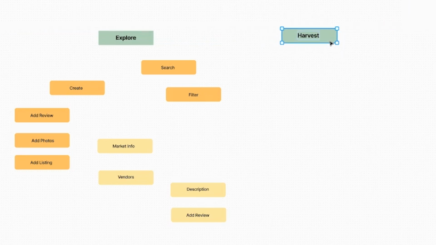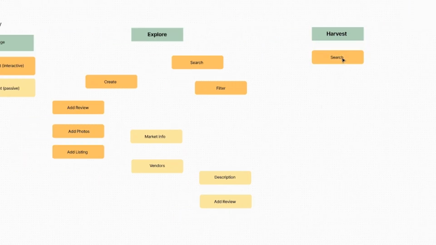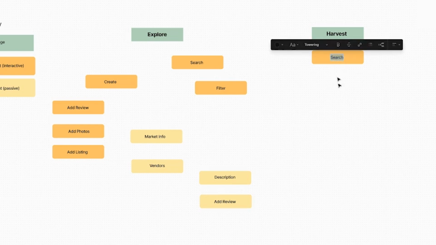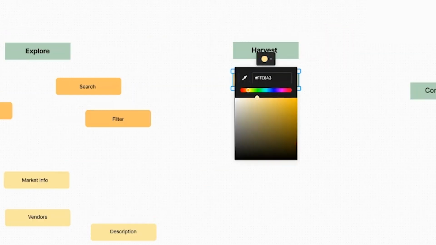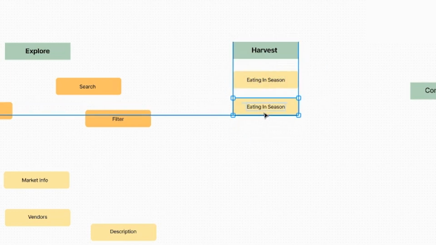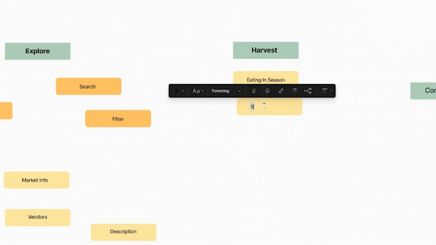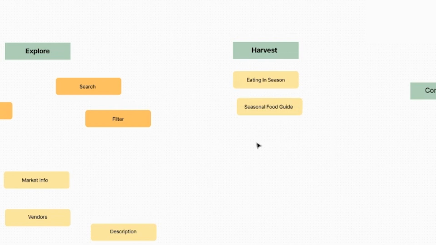So for the next page, I am prioritizing the Harvest page. And within this page content, users will be able to read the importance of eating in season. And they will also be able to view a seasonal food guide. And they will be able to view recipes. And all of this page content will be passive content.